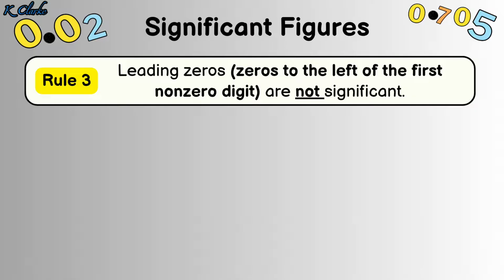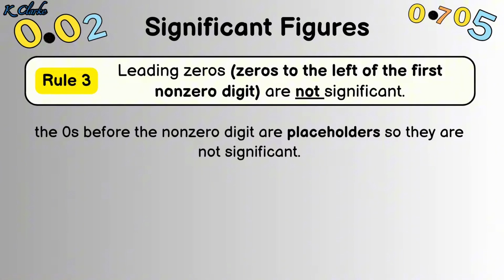Rule 3. Leading zeros, which are zeros to the left of the first non-zero digit, are not significant. The zeros before the non-zero digits are placeholders, so they are not significant.